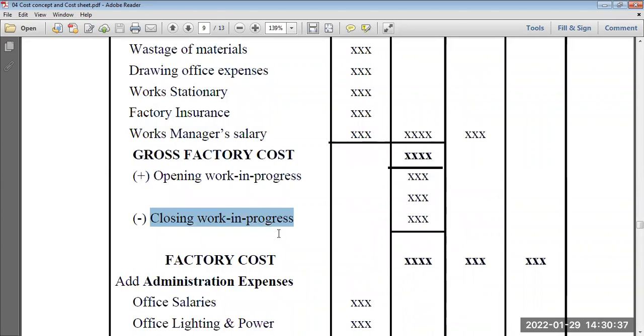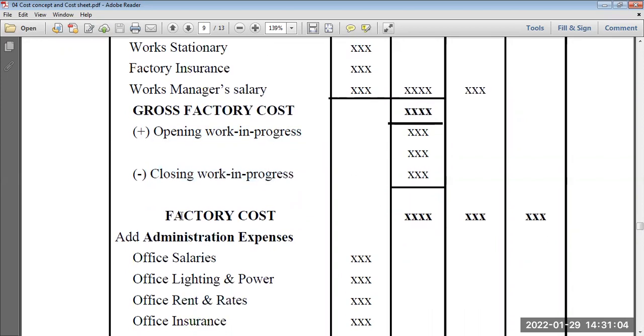What is work in progress? Last year, you might have done the same process of production. At the end of the accounting year, there are some units which are not fully converted into finished goods, but they are not just raw material. They have been taken and processed, but not completed. So such value, closing stock of work in progress, plus opening stock of work in progress, if you adjust this, you will get factory cost.